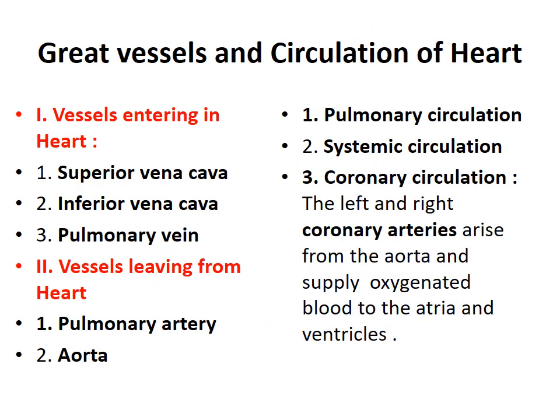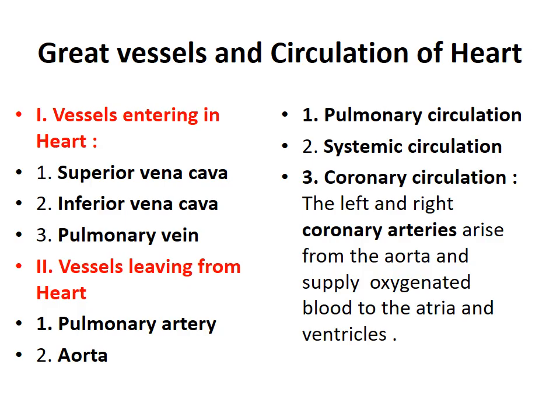Great vessels are mainly of two types. First, vessels entering the heart: the superior vena cava and inferior vena cava join to form the vena cava, which enters the right atrium and carries deoxygenated blood. The pulmonary veins come from the lungs and enter the left atrium. Even though it is a vein, it carries oxygenated blood because it is coming from the lungs. Then the vessels leaving the heart: the pulmonary artery leaves from the right side of the heart, the right ventricle, and the aorta from the left side, the left ventricle.